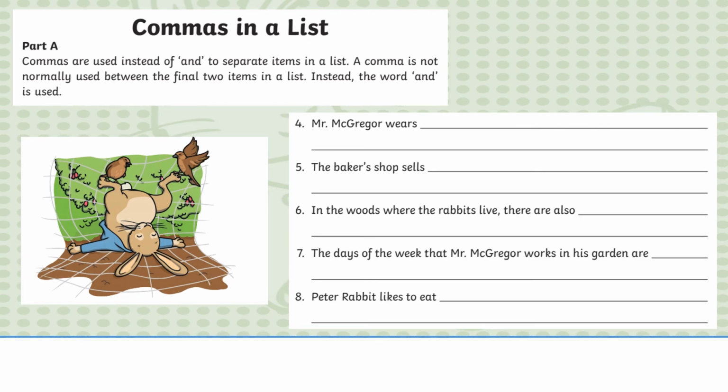Now, here are some more sentences. You do not have to do them all. I would like four sentences. So you've done three, at least four sentences. If you want to do all eight, me and your parents at home are going to be super duper impressed. But you can choose one more here to write me a commas in a list sentence, please, guys. So pause me now, pick which one you want, and write me a sentence using commas in a list.